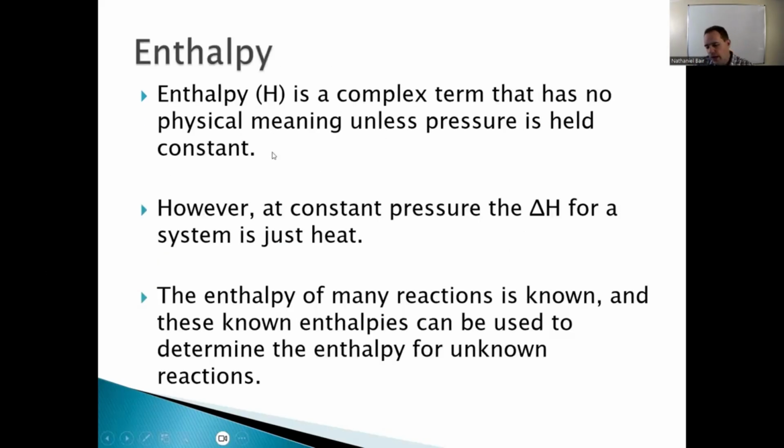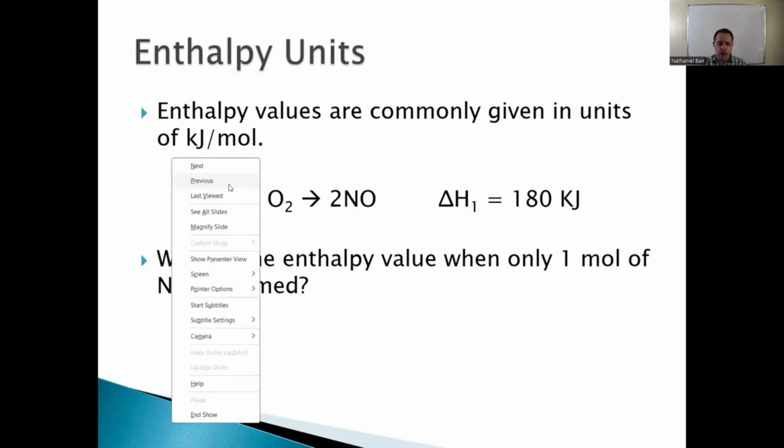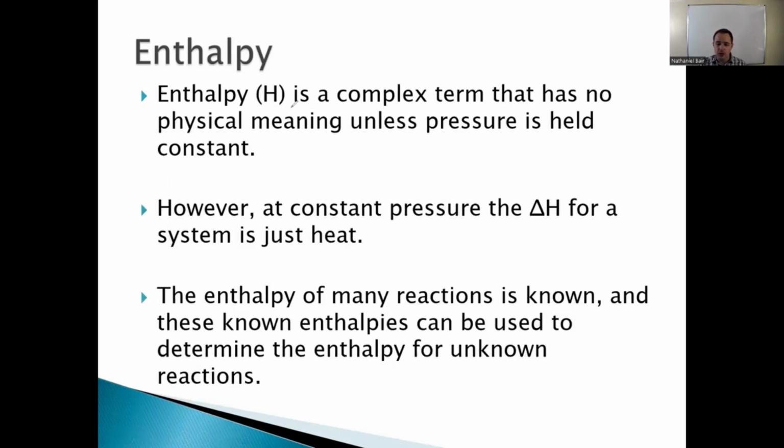Cool. Okay, enthalpy, a word that freaks a lot of people out. Enthalpy, abbreviated with a capital H, is just a fancy word for heat. If pressure is held constant, enthalpy is just heat. So if we talk about the change in enthalpy, the delta H for a reaction, as long as pressure is held constant, it's just heat. Now, in Chem 101, we are going to be holding pressure constant. So whenever you hear the word enthalpy, just think heat.